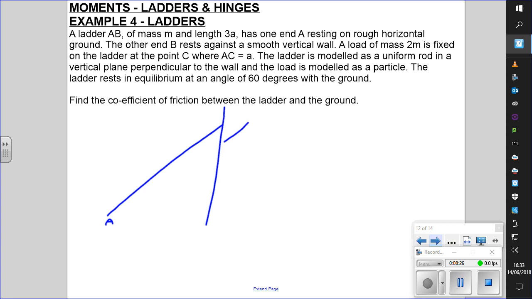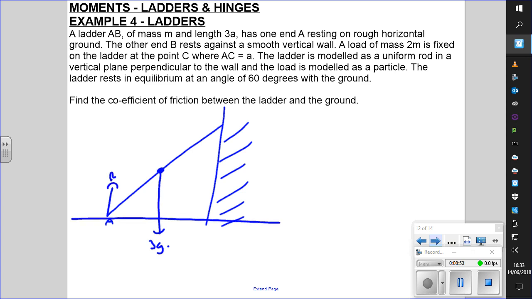Here's my wall, right? Mass M and length 3A. And ladders are generally considered, unless they say otherwise, to be uniform. All right. A load of mass 2m is fixed on the ladder at the point C, where AC is A. So I'm going to assume uniform because it hasn't said that it's non-uniform. Here's my floor here. Okay. So straight away we've got a reaction at RA, and we've got a reaction at the wall at B.